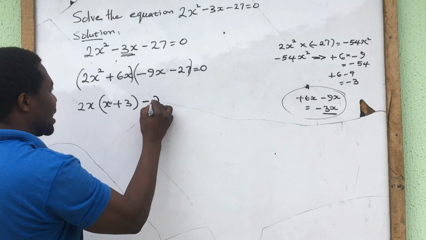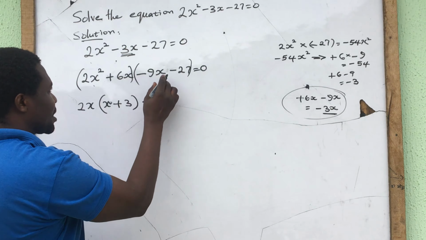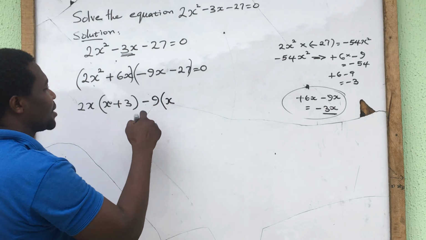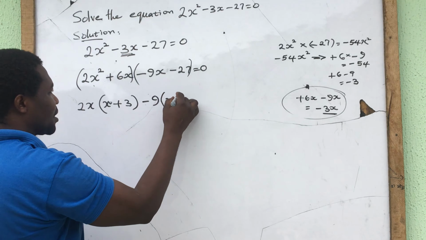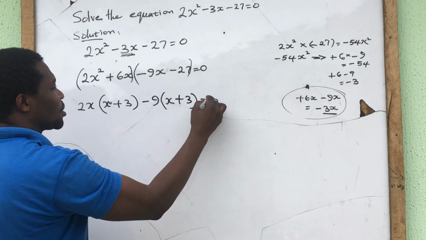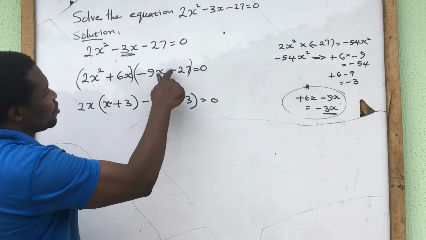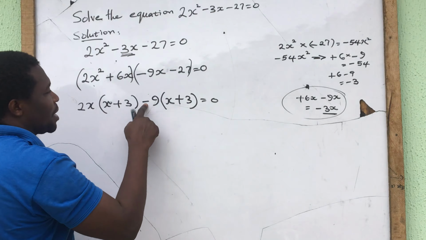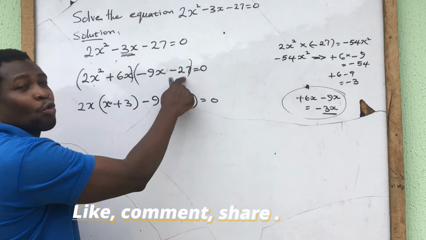So minus 9. Look at that. Minus 9. So this one remains x. Minus times minus, they give me plus 3 equal to 0. So minus times plus will give me this minus. So minus times plus will give me minus. 9 times 3, 27.